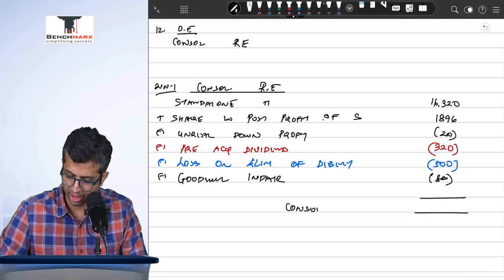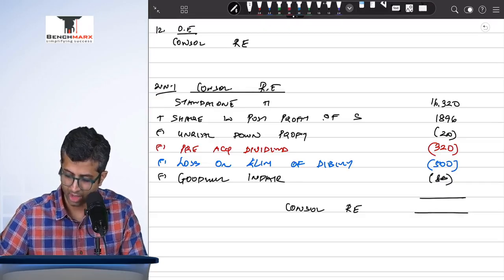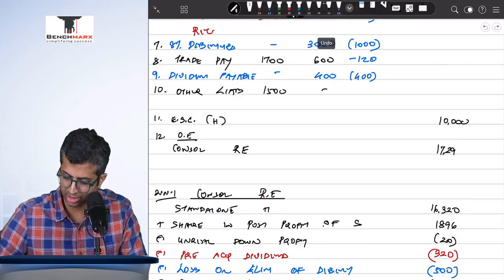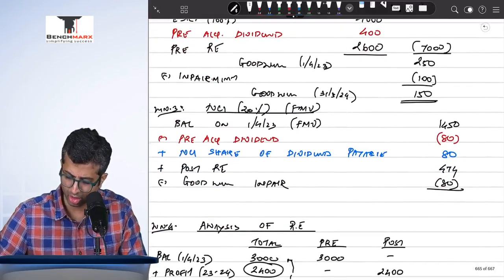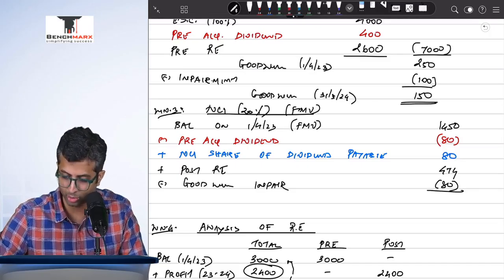So this is your consolidated retained earning balance, which is 16,320, 1896 minus 20 minus 320 minus 500 minus 80. Maybe this is 17,296. This is 17,296 coming from working note number 1. There is no capital reserve over here. This is from working note number 1. Next, your goodwill has come to around 150, and your full NCI will be 1450 minus 80 plus 80 plus 474 minus again 20 rupees. I'm sorry, this was not 80, this is 20.